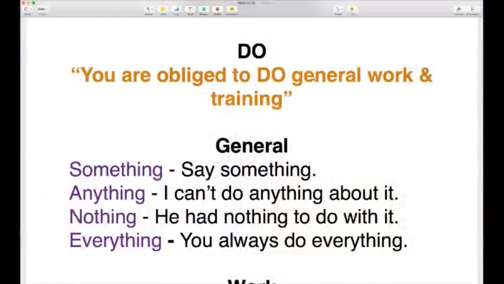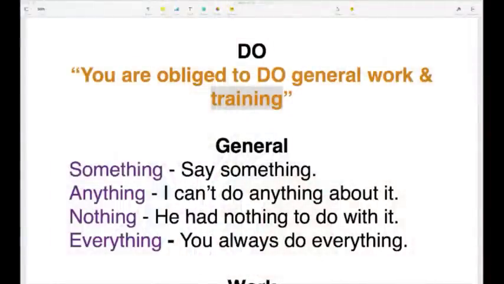So you are obliged to do general work and training. And this is because the word do is used with activities that we are obliged to do. It's used when we're talking about things in general. It's used when we're talking about work, and it's used when we're talking about training. If you're beginner level with your English, just so you know, the verb do basically means perform. It means an action, to do an action. And we use it when we're talking about things we're obliged to do, when we're talking about things generally and not specifically. We use it when we're talking about work and when we're talking about training. So let's go into this in more depth.